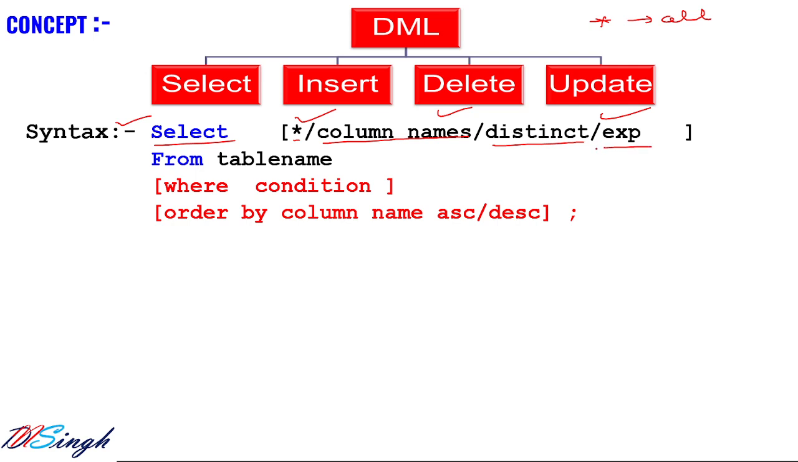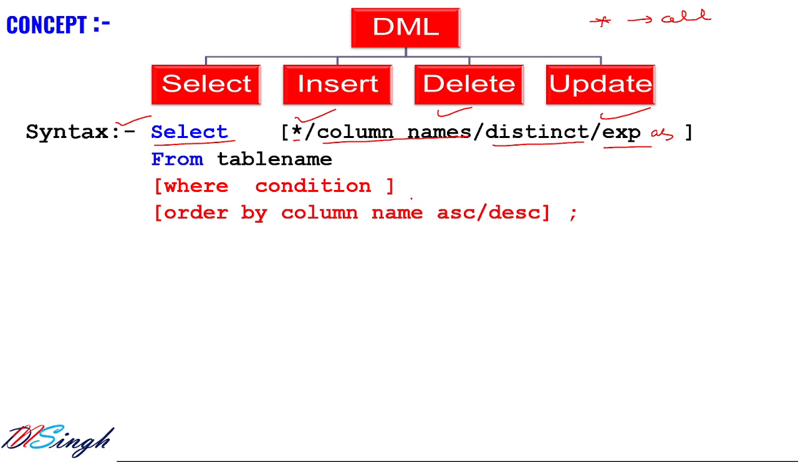Then you can write the expression. So if you want to calculate commission or any calculation you want to perform on the column values, then you have to write the expression. You can also give an alias to that column name. So how do we give the alias? We will write the column name, then AS, then the alias name.